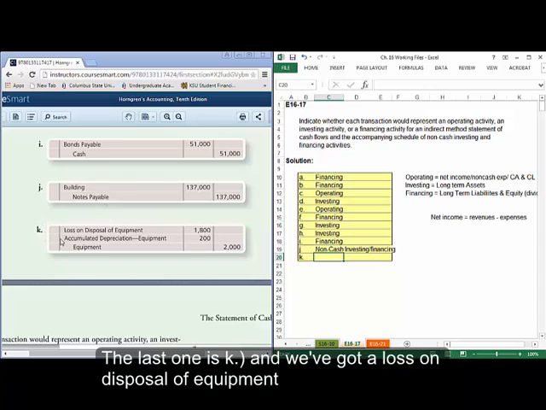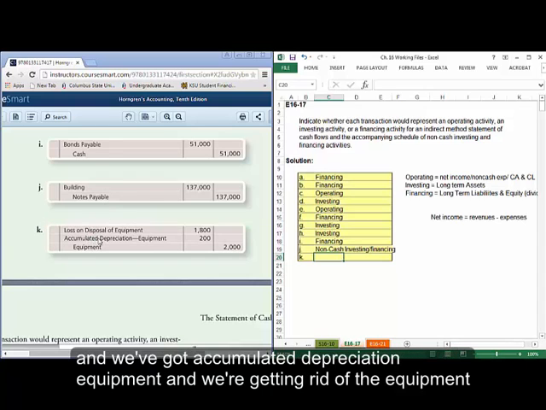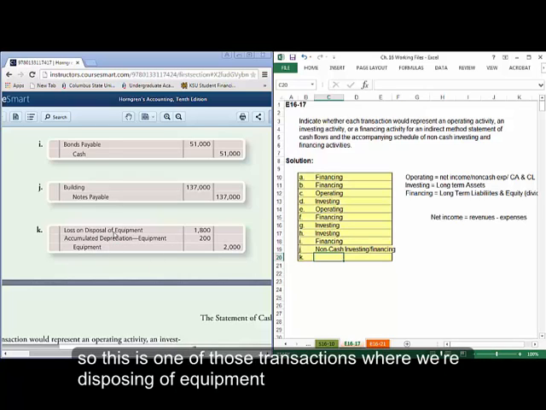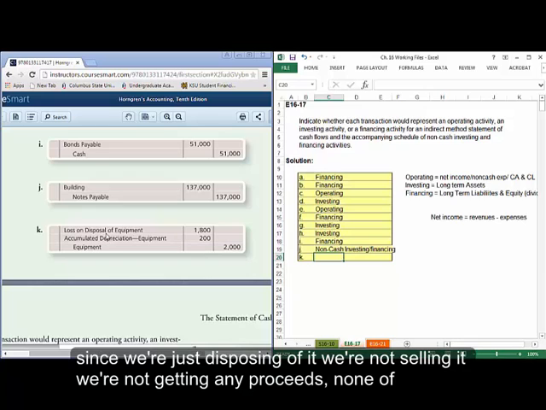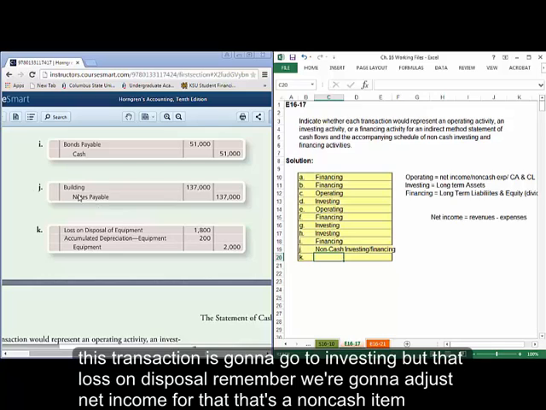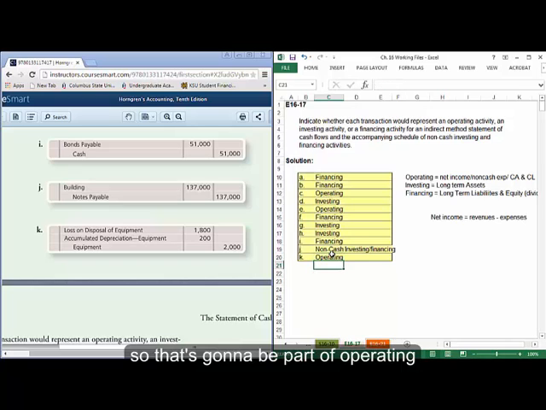Okay. The last one is K, and we've got a loss on disposal of equipment, and we've got accumulated depreciation equipment and we're getting rid of the equipment. So this is one of those transactions where we're disposing of equipment, okay? Since we're just disposing of it, we're not selling it, we're not getting any proceeds, none of this transaction is going to go to investing. But that loss on disposal, remember, we're going to adjust net income for that. That's a non-cash item. So that's going to be part of operating.